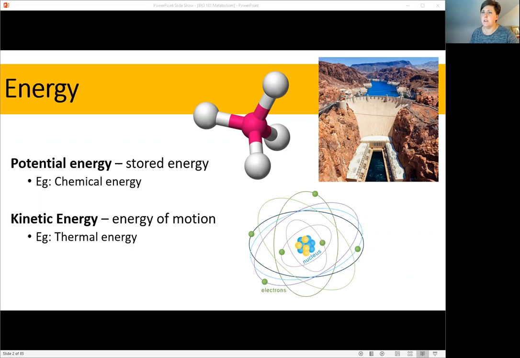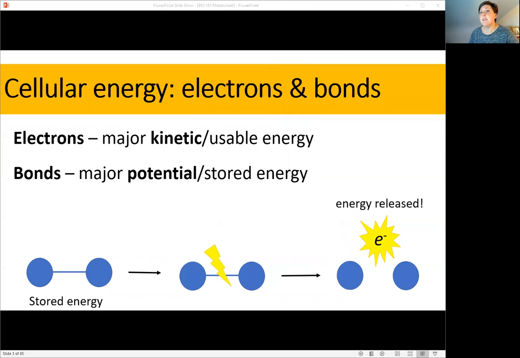Kinetic energy, on the other hand, is readily accessible energy. Think of this like money or energy you're using in a transaction like cash or card. Typically, kinetic energy is referred to as the energy of motion, while potential energy is stored energy.